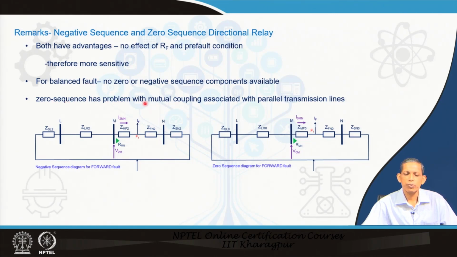Zero sequence has a problem with mutual coupling, particularly on parallel transmission systems, and we know zero sequence is a single phase perspective. Therefore, flux becomes additive.